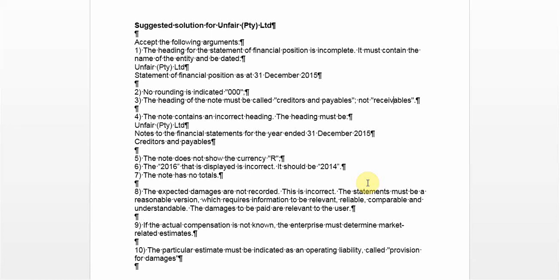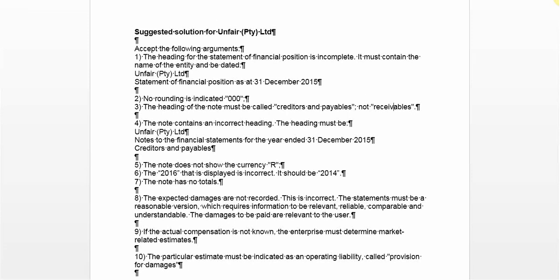So they say in number 9 also that the actual compensation is not known, but the enterprise must make an estimate. So the entity must go out and see in previous cases how much compensation was paid, and they must already indicate that estimate, or that market related estimate, of compensation as a current liability. And then in number 10 they say what it should be called. They should call this amount that they've estimated provision for damages or provision for compensation. So that was a quick explanation of another example of IAS 1.